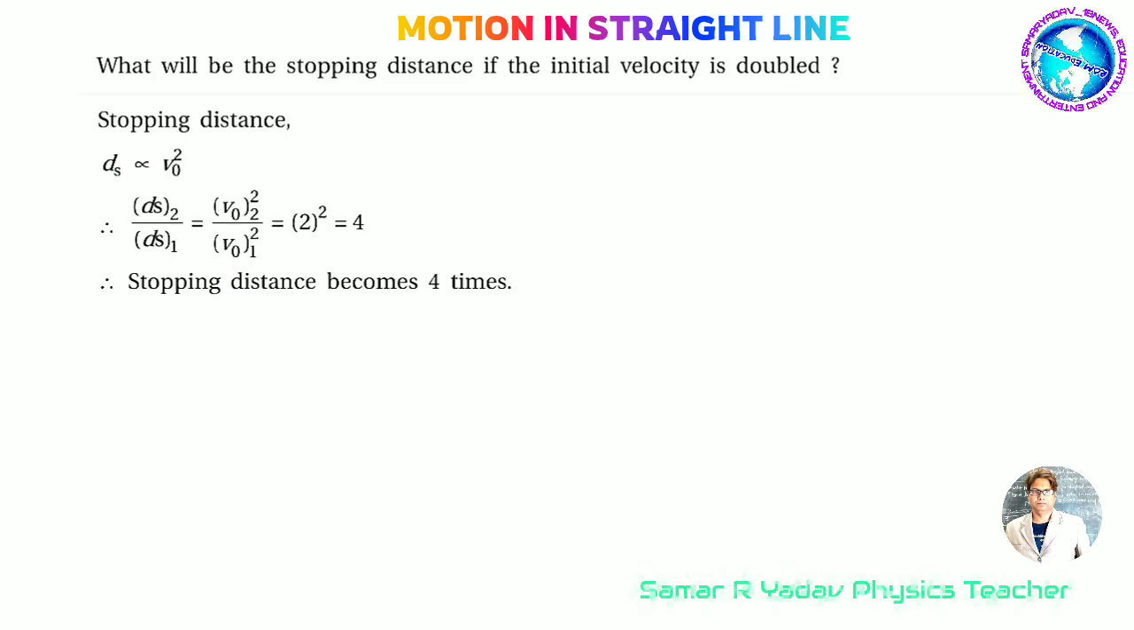What will be the stopping distance if the initial velocity is doubled? Stopping distance ds is proportional to v0 square. Therefore, ds2 upon ds1 is equal to v02 whole square upon v01 whole square, which is equal to 2 whole square, which is equal to 4. Stopping distance becomes 4 times.